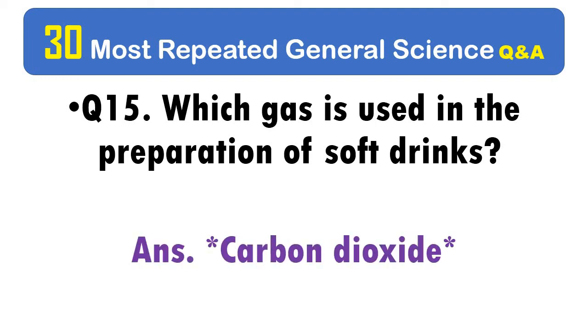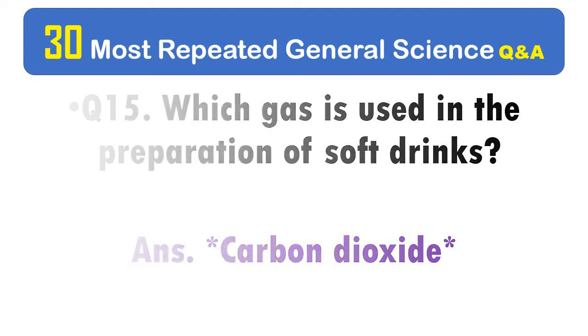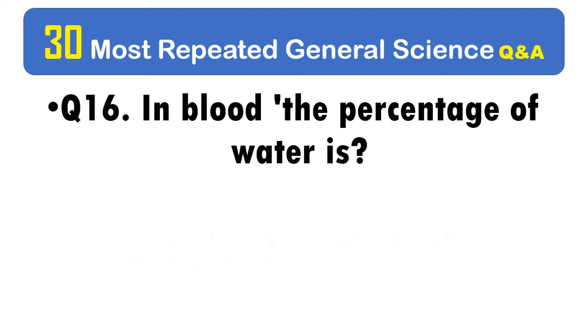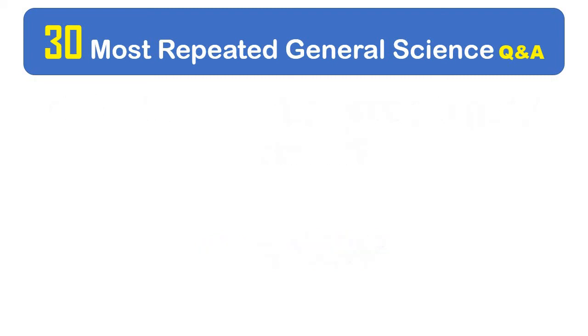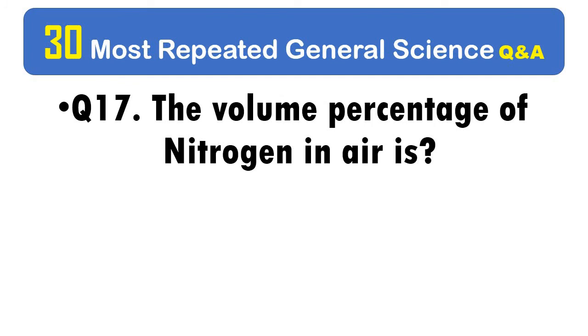Answer is carbon dioxide. Question number 16. In blood, the percentage of water is? Answer is 90%. Question number 17. The volume percentage of nitrogen in air is? Answer is 78%.